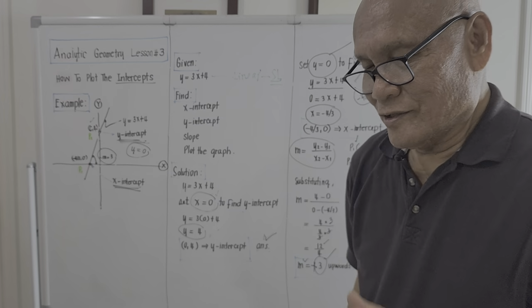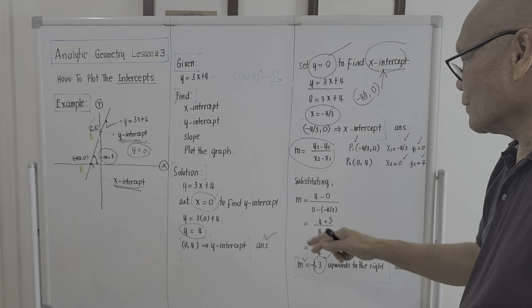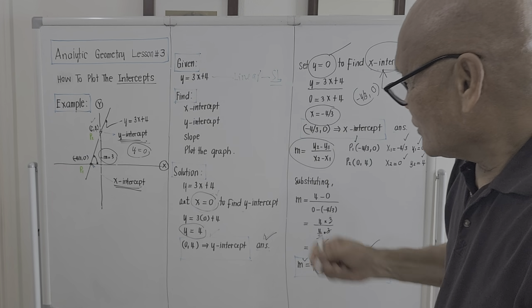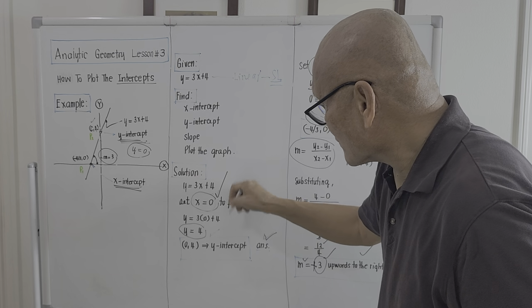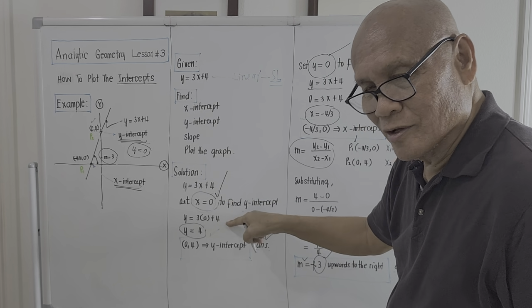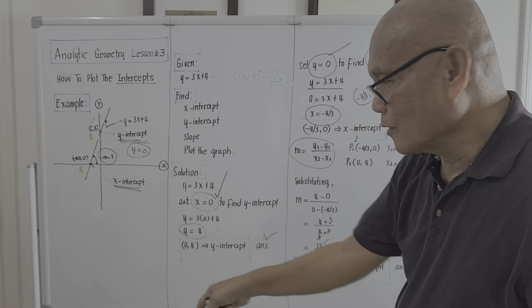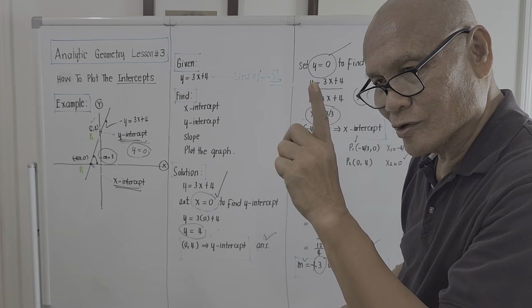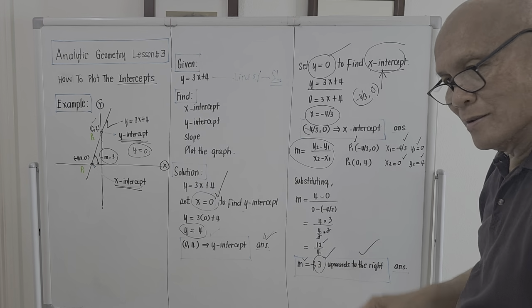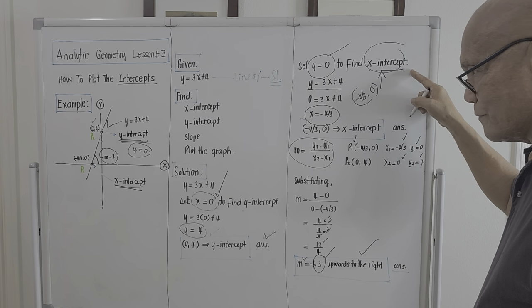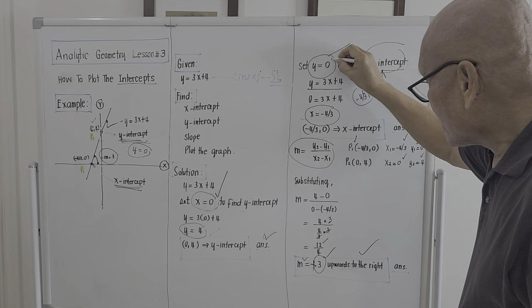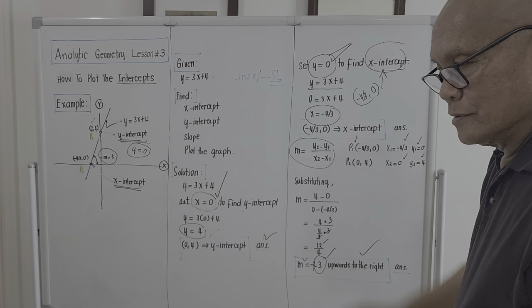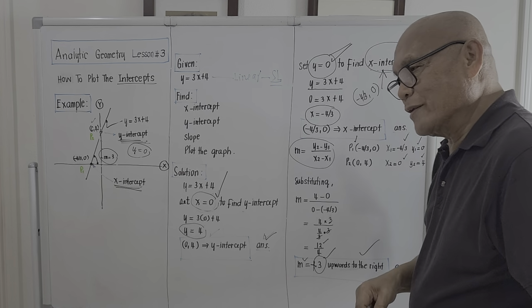As a general rule on how to compute for the y-intercept, this is the rule. We set x equal to 0. This will not change. For as long as you are solving for the y-intercept, you set x equal to 0, then solve for the corresponding values of y. And for the x-intercept, we will set y equal to 0. As simple as that.